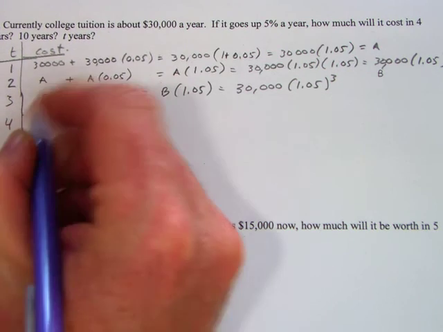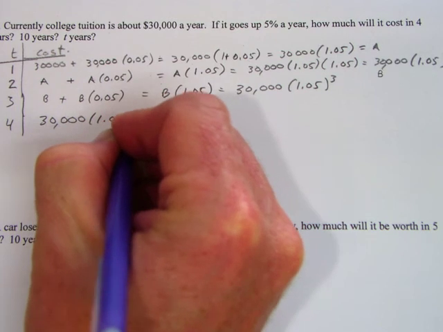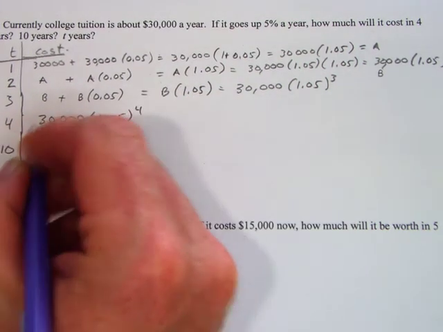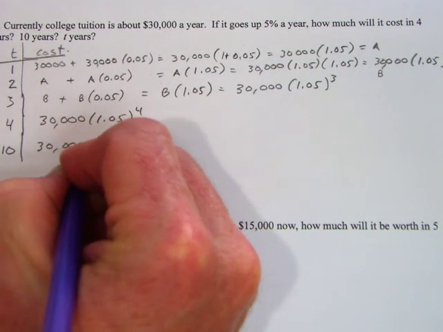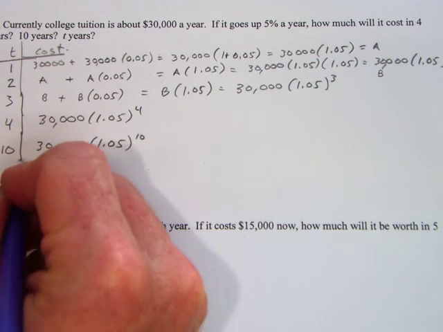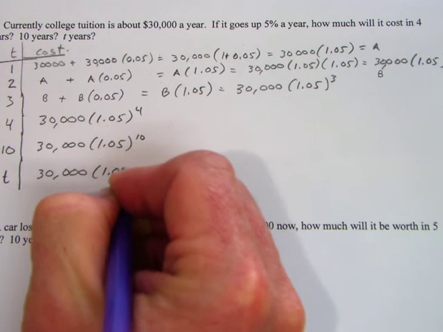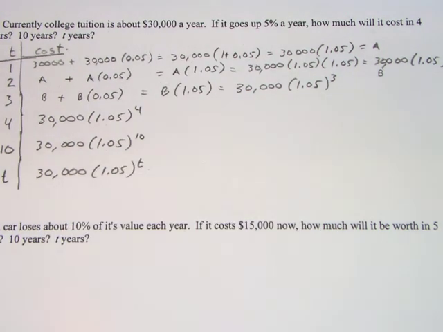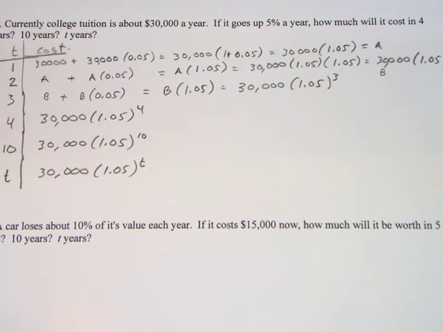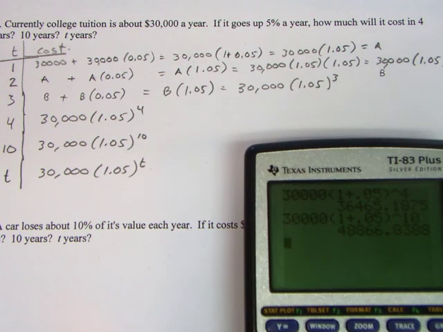For the fourth year, and that's what I'm asked for, this is going to be 30,000 times 1.05 to the fourth power. The 10th year will be 30,000 times 1.05 to the 10th. And the tth year would be 30,000 times 1.05 to the t. Now my focus on this is really to make sure we understand where these numbers are coming from. We can type these in on our calculators as well.